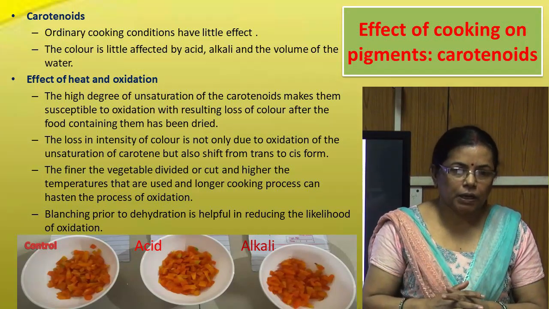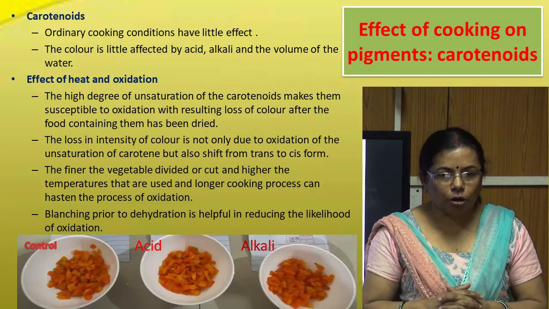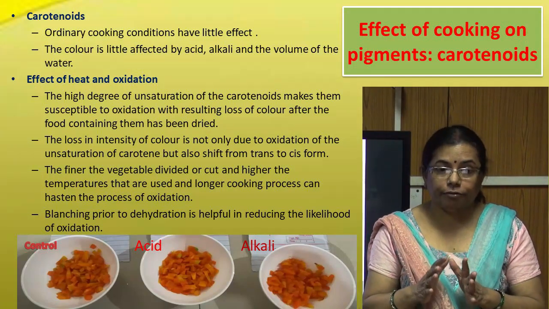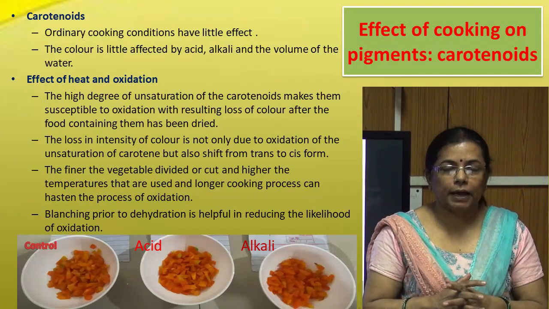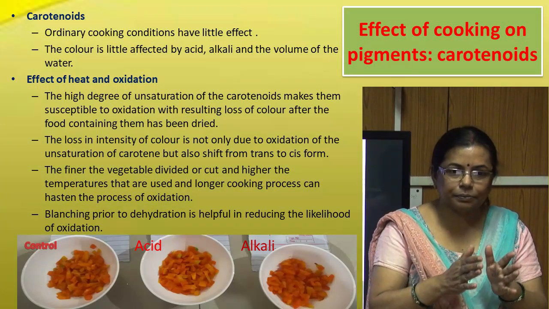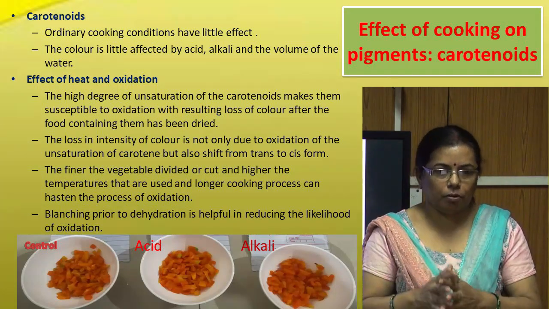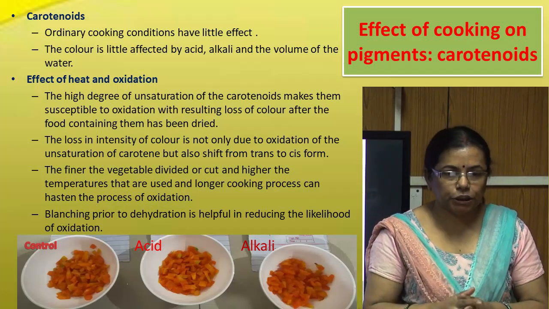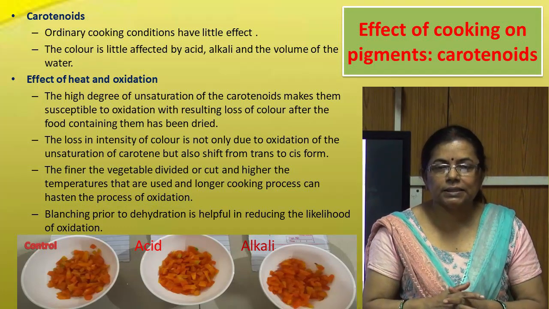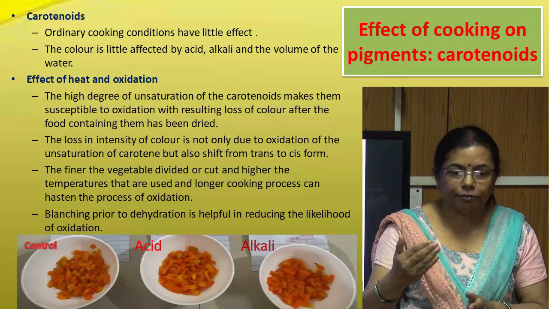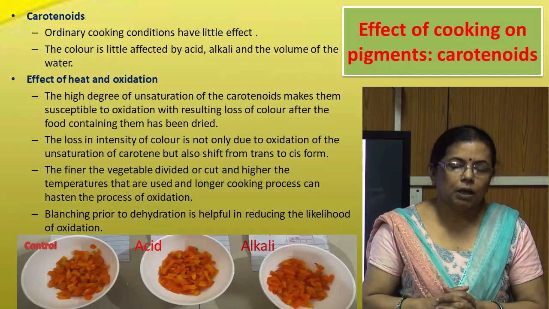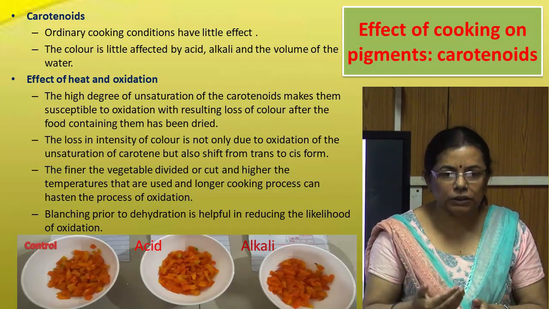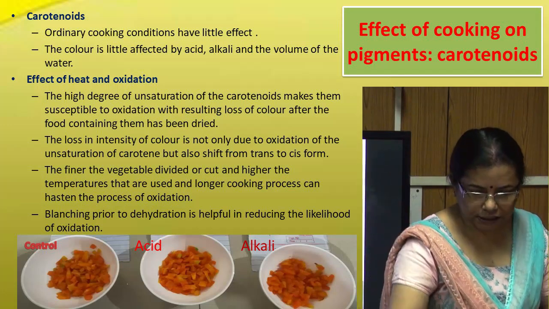been dried. The loss in the intensity of the carotenoid color is not only due to oxidation of unsaturation of carotene, but also due to the shift of transform to cis form. The fine cutting of vegetables, higher temperature, longer cooking process hasten the process of oxidation. Blanching prior to dehydration is helpful in reducing the likelihood of the oxidation.